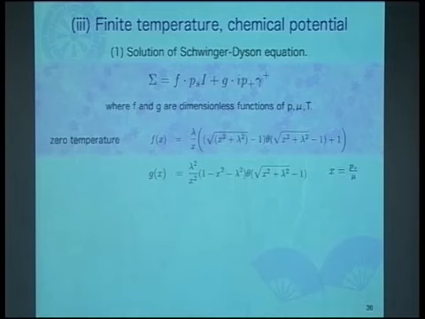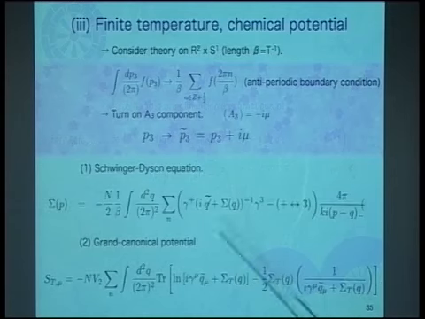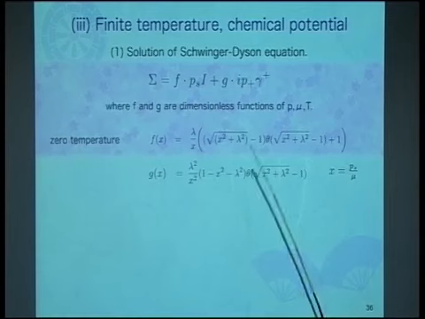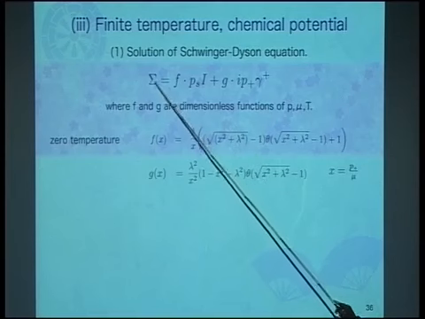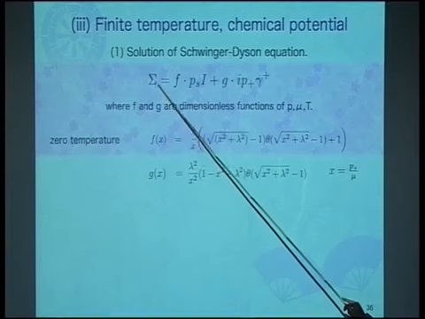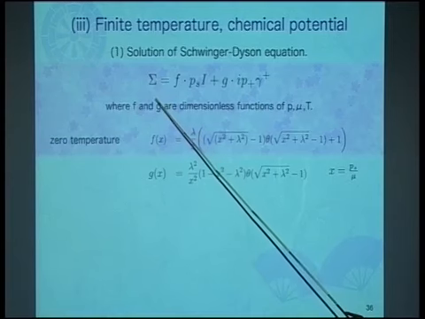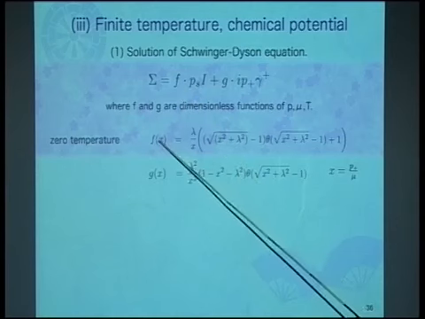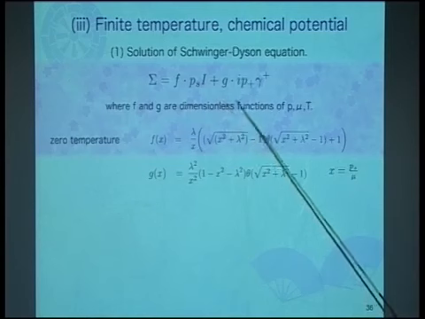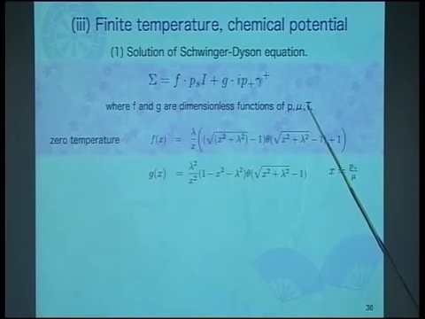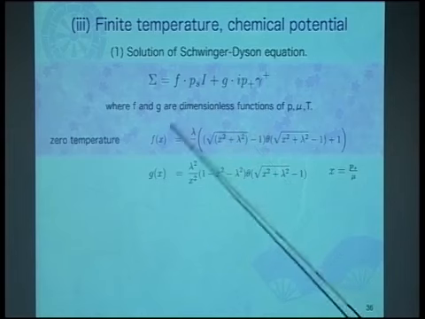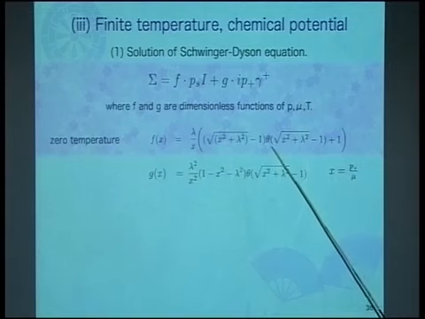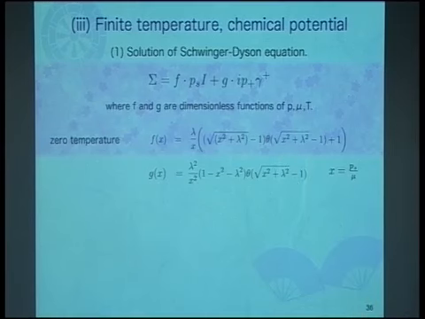Actually, we can solve this Schwinger-Dyson equation even though we add chemical potential or finite temperature. And the solution is the following. This sigma is, as I said, the 2x2 matrix describing the self-energy and looks like this. And f and g here are dimensionless functions of p and mu and T. The function is like this. And x is a dimensionless parameter, and a theta function appears, which is a step function.